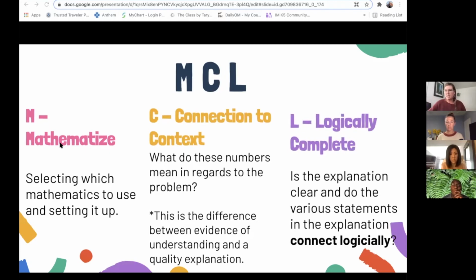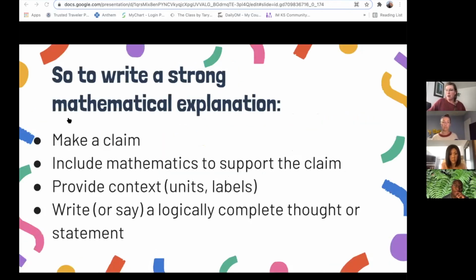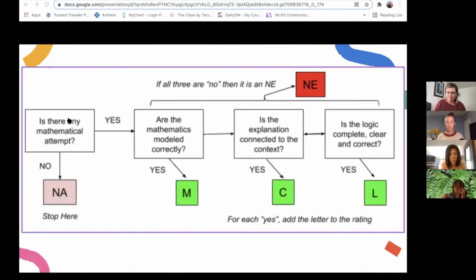Is the explanation clear? Does it all connect? Do they make a claim and have a conclusion? So those are the 3 pieces of the MCL. I'm going to give you a little bit of examples, and then I'm going to give you an experience where you get to calibrate around some student work, similar to how you would do an ELA. Let's come to some agreements about writing a math explanation. If we say that to write a strong explanation, you need to include your mathematics, provide a context, connect to the story, talk about what the problem is, and make a logically complete thought or statement, those are the pieces that we're looking for.